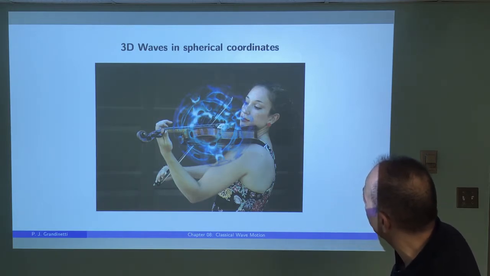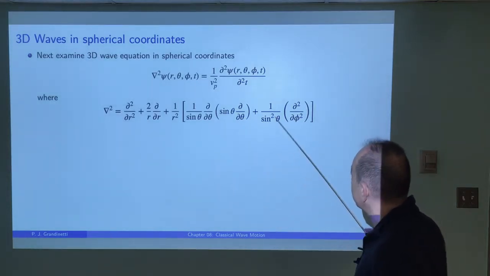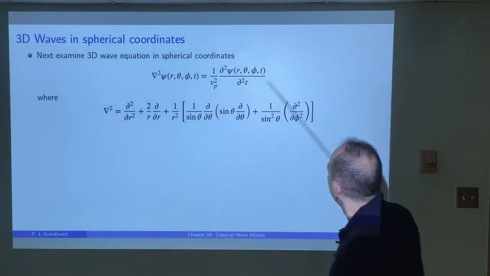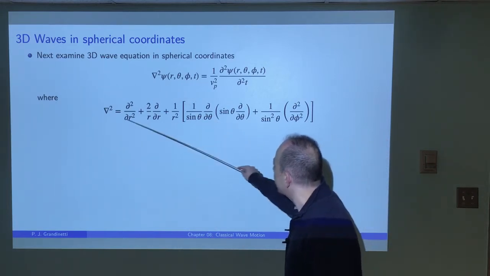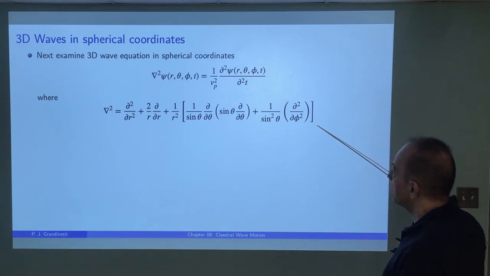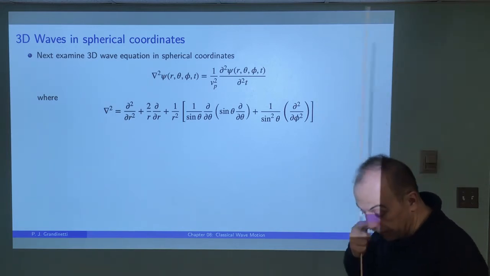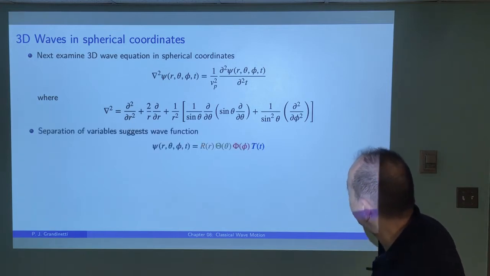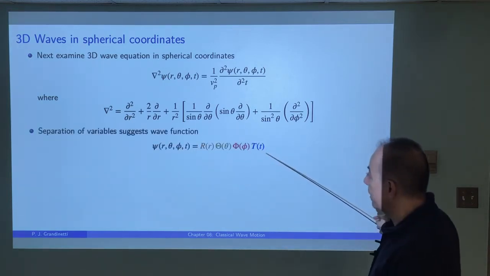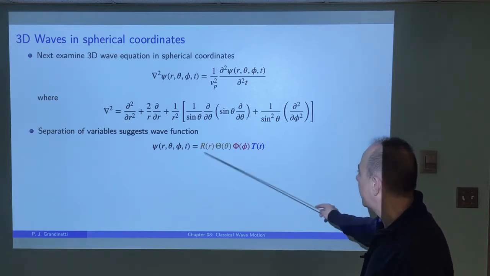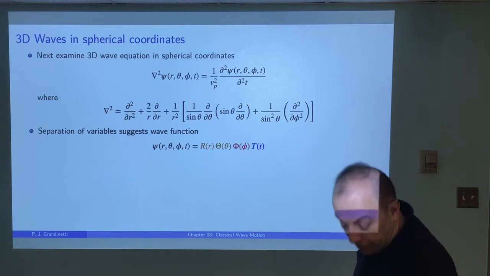We've already done polar coordinates in 2D. So let's look at the wave equation in spherical coordinates. So here it is, very concisely written in terms of the Laplacian, but now the Laplacian operator, written in terms of spherical coordinates, has this form, which we saw earlier in the last video. So we're going to again start with a separation of variables wave function, so a product of an r part, a theta part, a phi part, and a time part.